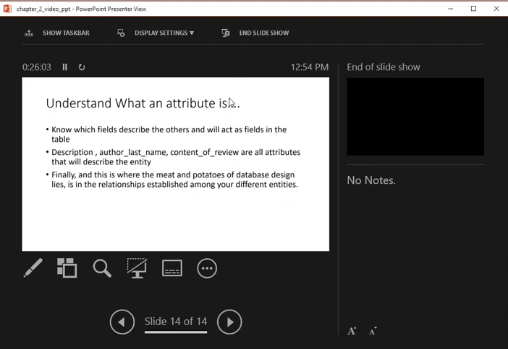The attributes, like I said, are the things that describe the entities. These are the fields or the columns in your database. Finding out which attribute goes with which entity will be discussed later when we talk about determination and start looking at relationships a little bit closer. But right now, author last name and content of review would all be attributes that describe the entity that they are describing. And then relationships, that's right there.